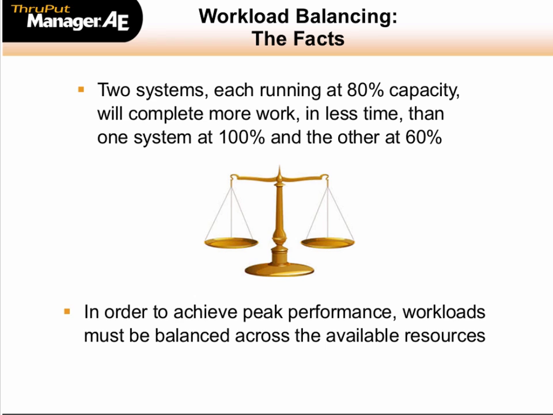As we demonstrated with utilization, a system running at 100% is spending more time waiting than doing productive work. In the example given here, even though the system at 60% will provide slightly better service than the systems at 80%, the exponential delays experienced by the system at 100% will more than wipe out those gains. The facts are simple. In order to achieve peak performance, workloads must be balanced across the available resources. As with utilization, workload demands change too rapidly to manage manually. This is another automated function of TMAE.